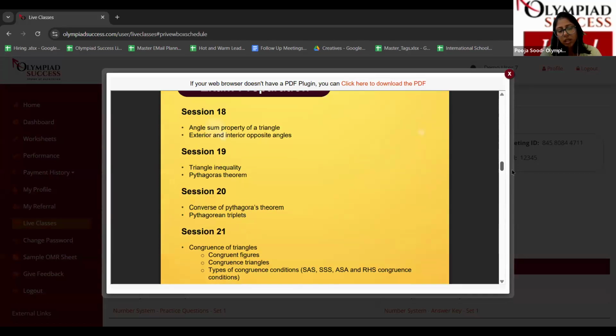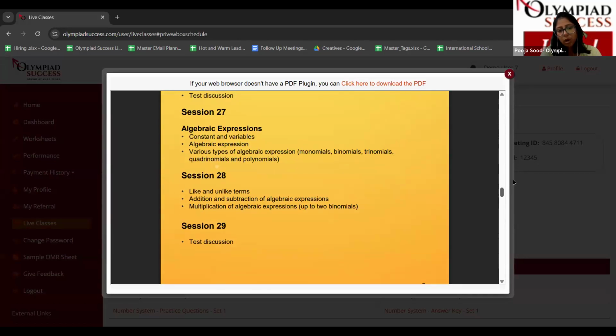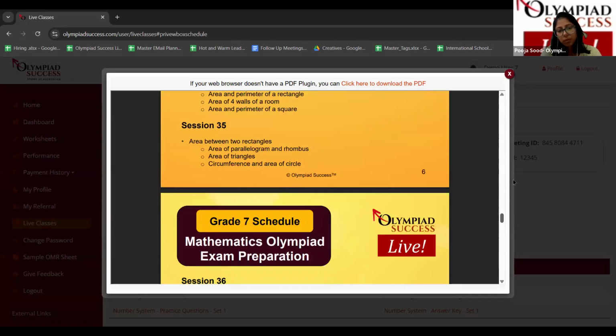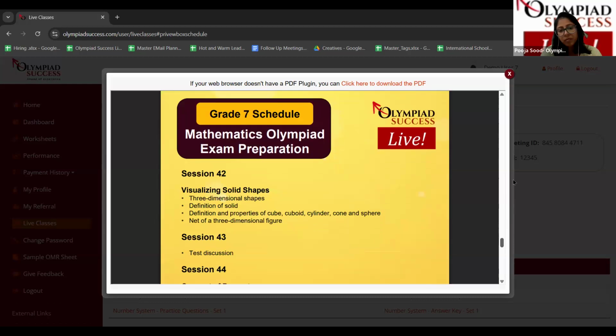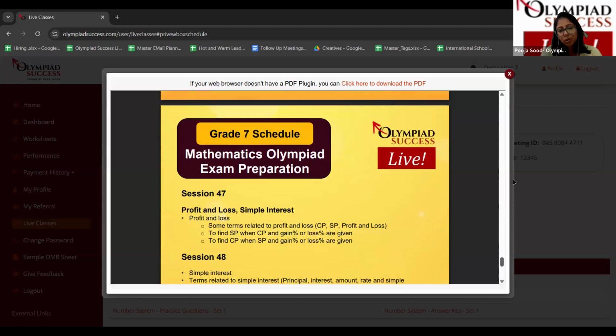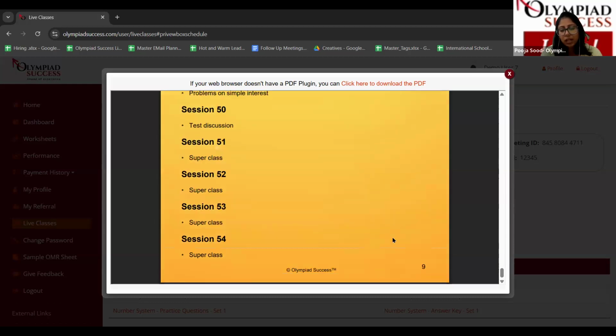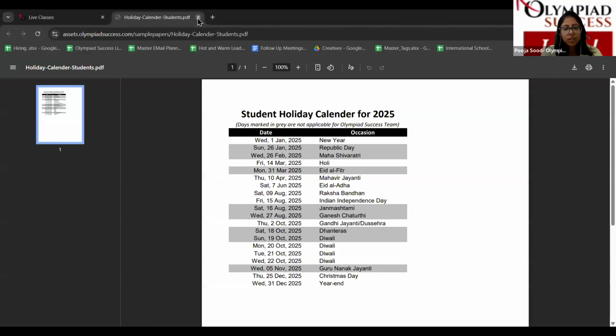Nothing is going to be missed. Each and everything will be covered for your preparation, for a better understanding of Olympiads, because Olympiads are meant for in-depth knowledge. In super classes, you will cover previous year papers. Here is a holiday calendar for your reference. Of course, we are living in the north, so no need to worry about missing your sessions, because we already have festival holidays.